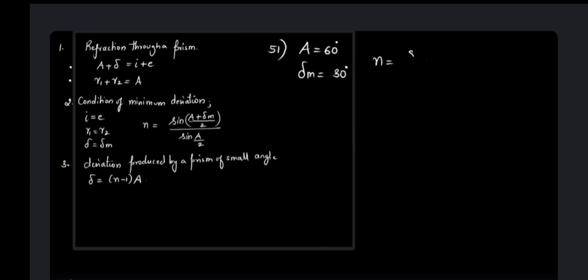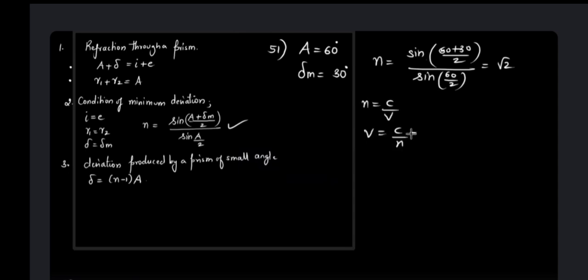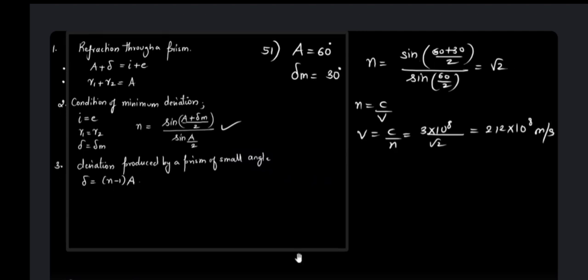A is given to you, D M is given, the condition of minimum deviation. So N will be equal to the same formula, you can utilize this formula: sine of (A plus D M) divided by 2, divided by sine of A upon 2. A is 60 plus D M is 30, divided by 2, divided by sine of 60 upon 2. So this is going to be the same thing, sine of 45 divided by sine of 30, exactly the same thing. So root 2. Again, N is equal to C upon V, so V is equal to C upon N. So 3 into 10 raised to 8 divided by root 2. So the answer is also going to be the same, 2.12 into 10 raised to 8 meters per second. So this is going to be your answer, question number 51.